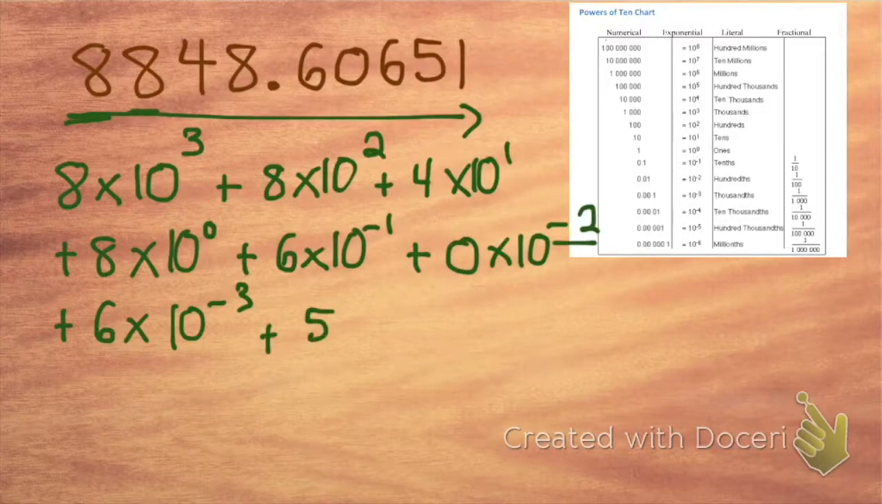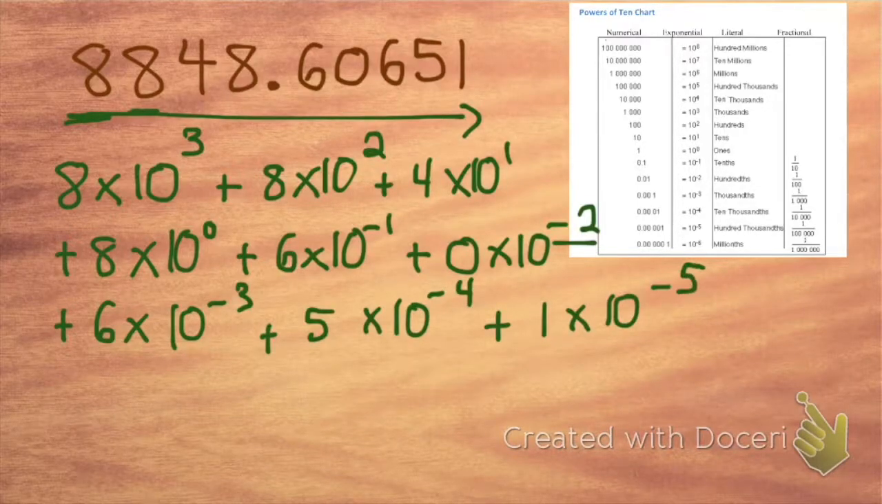And we can keep going. 5 times 10 to the power of negative 4 plus 1 times 10 to the power of negative 5. And this is the expanded form of this standard number that I gave you at the top here. And again, as I mentioned before, because technically we don't need to see the 0, if you wanted to at this point, now that you have it all written out, feel free to just erase the 0 part. And that's really it for expanded form.